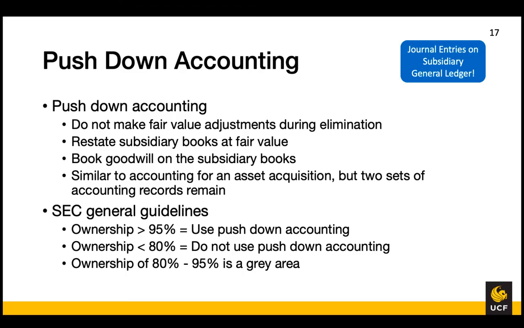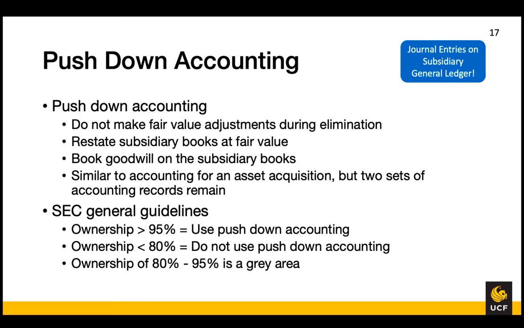One last wrap-up item that I want to mention is pushdown accounting. Notice that we finally have a blue sticker at the top of this slide. Pushdown accounting is the one time we get to make entries on the subsidiary's general ledger. Under pushdown accounting, we no longer make our fair value adjustments on the worksheet. Instead, we will adjust the subsidiary's general ledger to fair value and record goodwill on their books. This method has some similarities to an asset acquisition, but two sets of accounting records still remain.